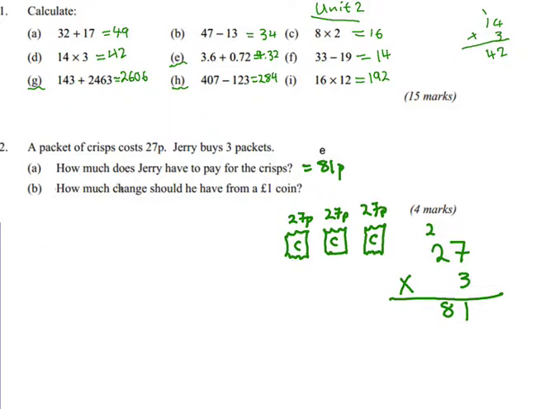And 2b, it says, how much change should he have from a £1 coin? Now, a lot of you just wrote down 19p.